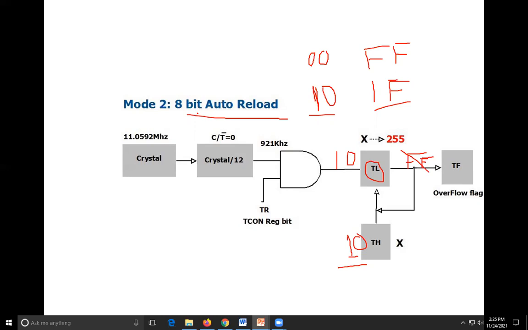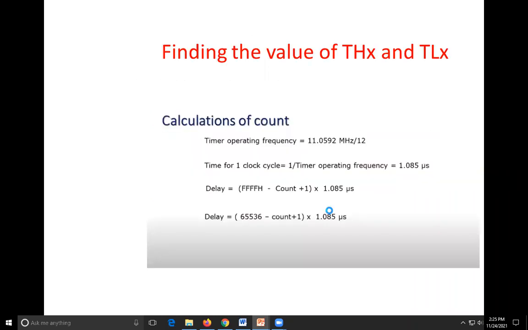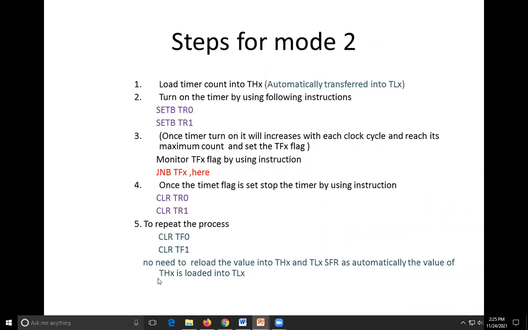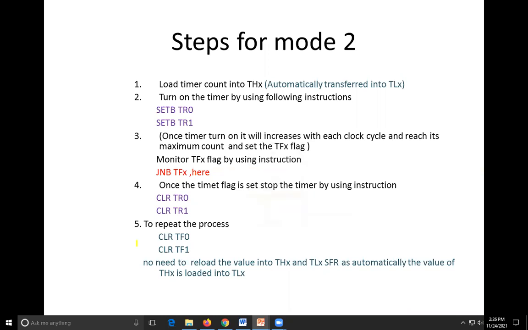Okay, same thing, only the difference is here. In the previous one, I am writing to reload the value into THX and TLX. Here, the main part is the same, but there is no need to reload the value of THX and TLX.